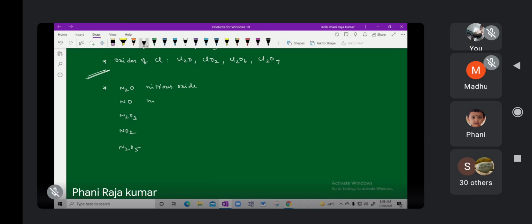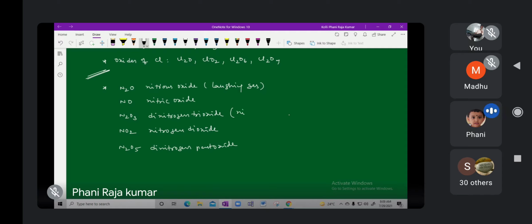Nitrous oxide, nitric oxide, dinitrogen trioxide, nitrogen dioxide, dinitrogen pentoxide. N2O is called laughing gas. N2O3 is called nitrogen sesquioxide.